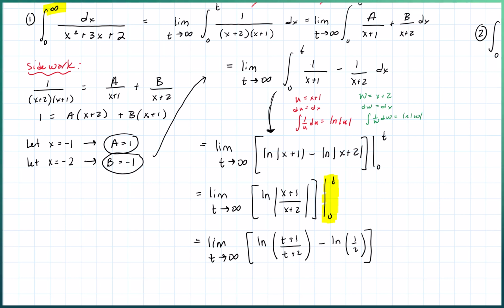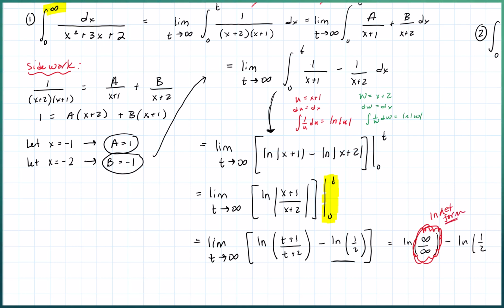Okay, so we've got our integral, we've got it evaluated across the bounds from 0 to t, and now all we have to do is take the limit. So notice when I take the limit, obviously the limit of the constant will be itself, so I won't have to worry about that. But notice when I take the limit of the natural log of t plus 1 over t plus 2, I get the natural log of infinity over infinity, which I hope is bringing some caution to your mind. When we see that infinity over infinity, that is an indeterminate form.